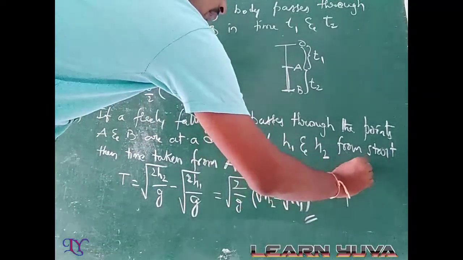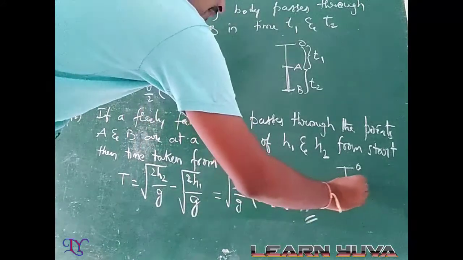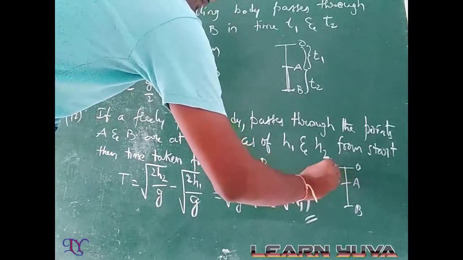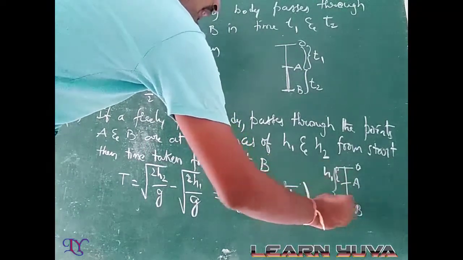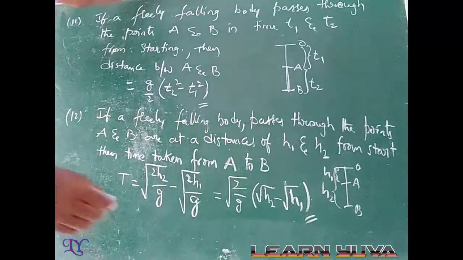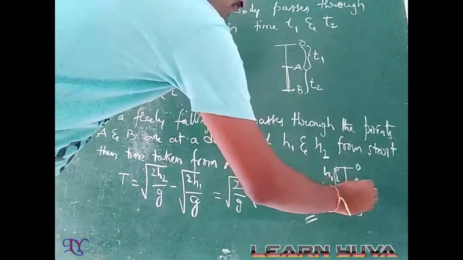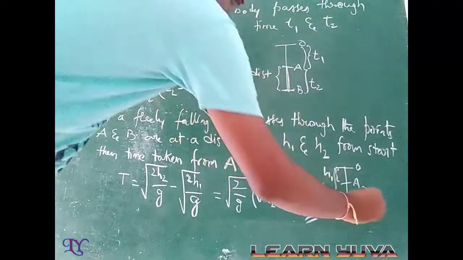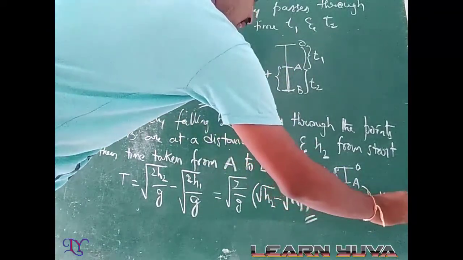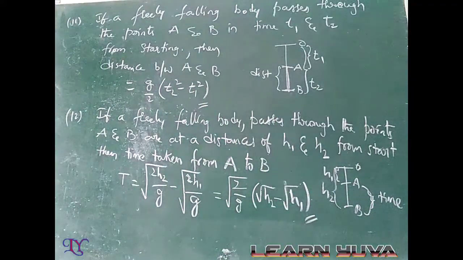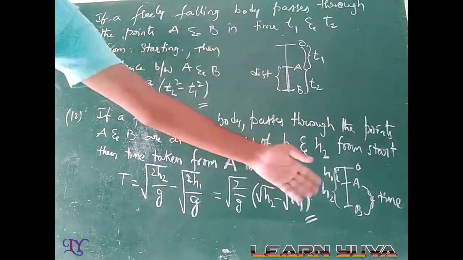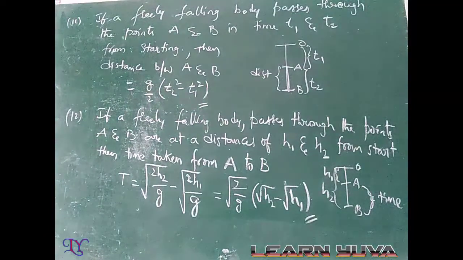Here, from these two, what do we observe? Here it is the starting point of the freely falling body, and it is A, it is B, and A is located at h1 and B is located at h2. The two points are similar, but in the first case we are calculating the distance between the two points, and in this case we are calculating the time between the two points.